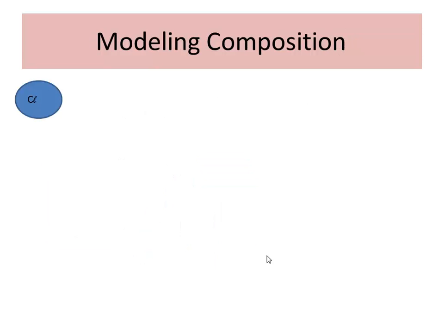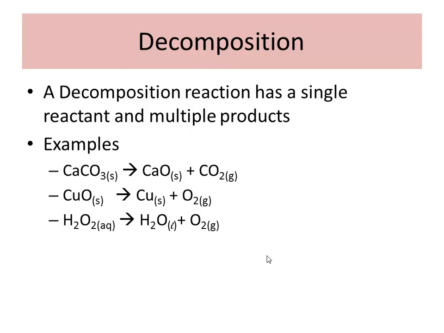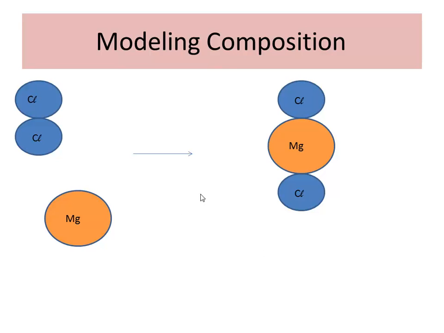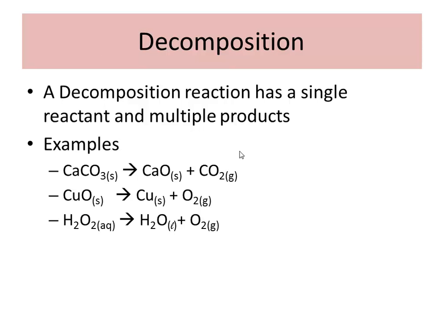Here's a model of it. You guys just look up here. You don't have to write this down. If we have magnesium reacting with chlorine, we make magnesium chloride. We have two separate reactants, chlorine and magnesium, that come together to form one single product. This is an example of composition. They're coming together to form a single product. Make sense? All right. Moving on, decomposition.